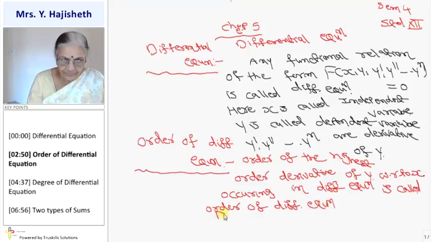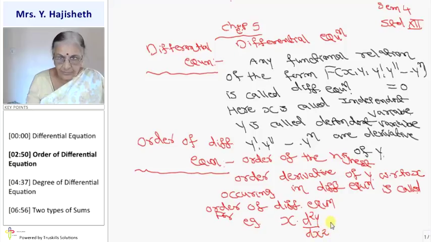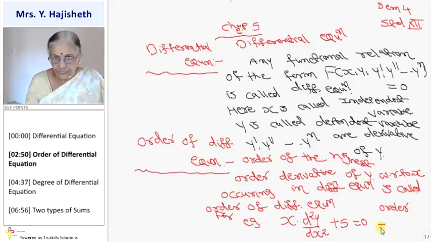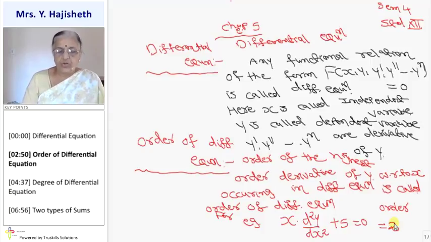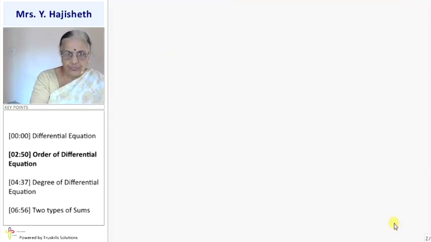For example, suppose I am given this differential equation: x d square y by dx square plus 5 is 0. What is the order of this differential equation? Order is 2, because the highest order derivative occurring in this equation is d square y by dx square. We differentiate y with respect to x twice. So the order is 2.